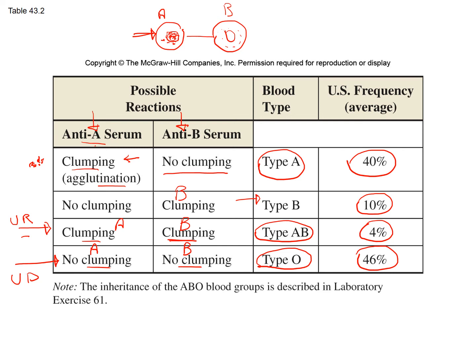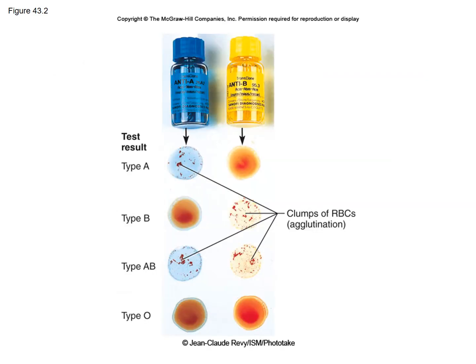Okay, so this makes it clear. This is what you're going to see in the lab. Unfortunately, we're not in the actual lab, but it's okay. See, this is anti-A on the left side, and this is anti-B, and these are the two wells, right?